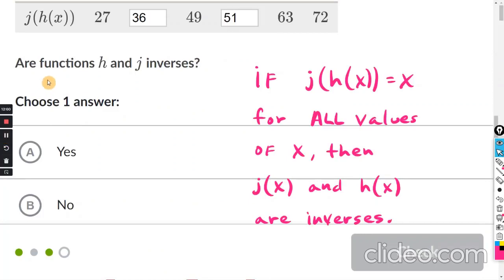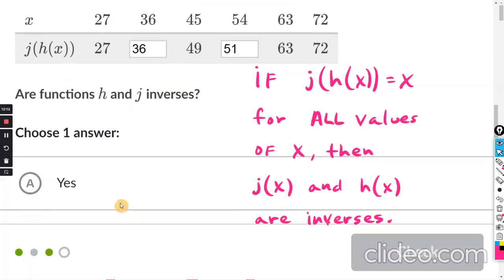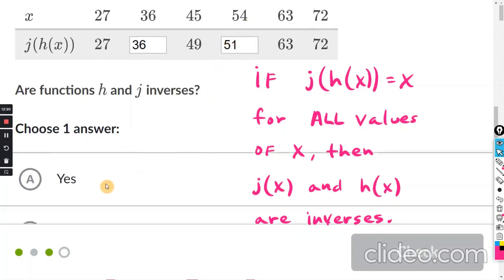Okay, so finally they ask, are functions h and j inverses? Well, if j of h of x equals x for all values of x, then j of x and h of x are inverses. So if you look at the table, x and j of h of x match for every value of x. Wait a minute, wait one sec. Okay, right here, it does not match. Okay, so the answer is no.